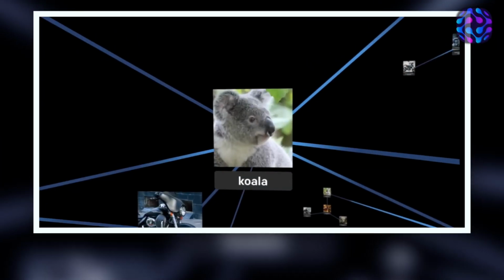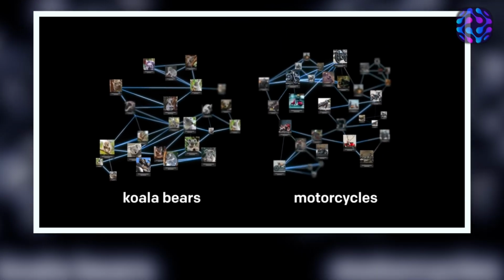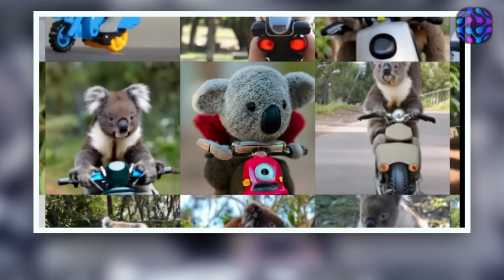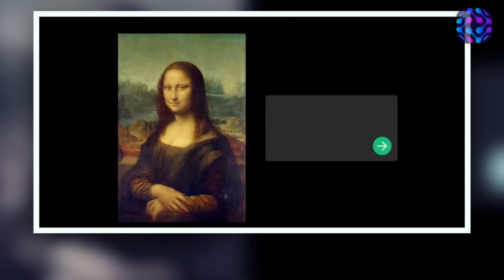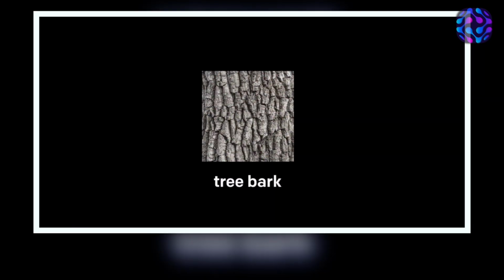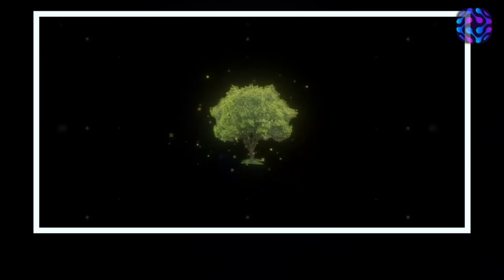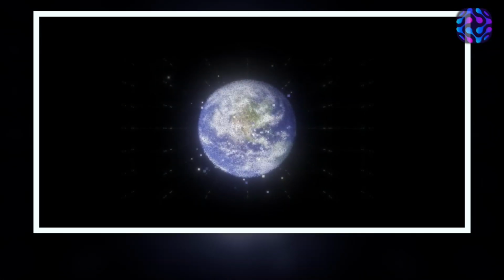DALL-E 2 listens to your prompt and effortlessly produces 4 magnificent images that capture the essence of your idea. It's like having a talented apprentice who understands your vision and brings it to life with pixel-perfect precision. But here's the real wizardry of DALL-E 2. It doesn't stop at one spell. You can cast the generating process again and again until you achieve the perfect result. It's like having an infinite canvas where your imagination can run wild.